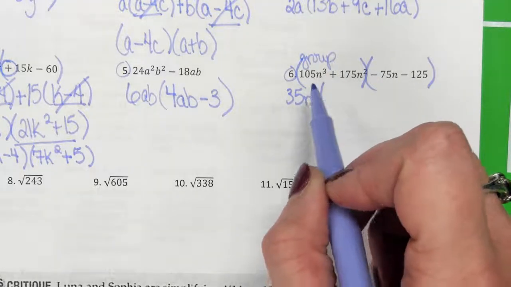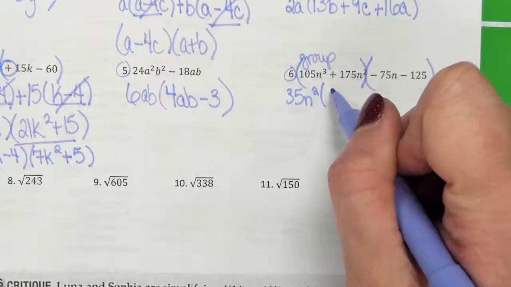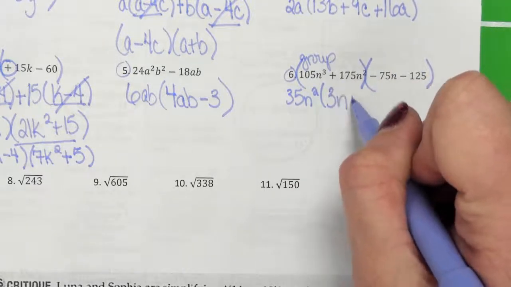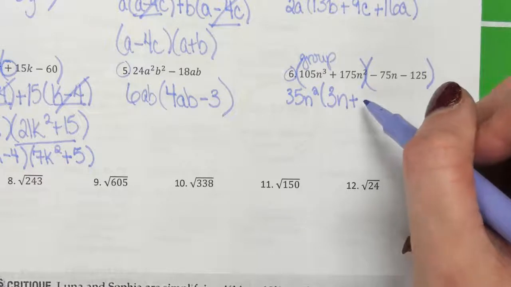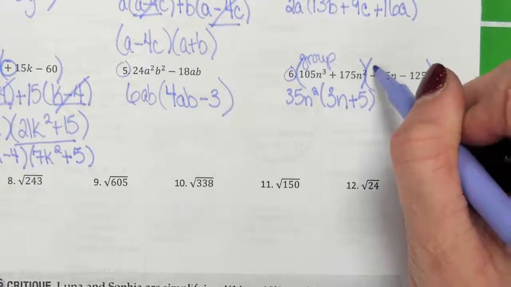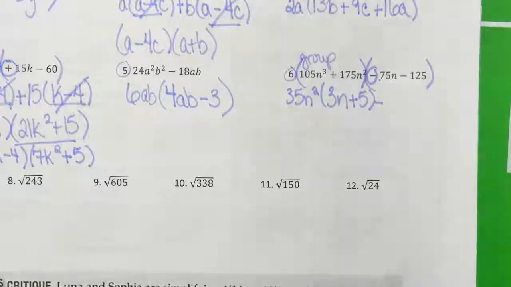All right, Nathan, what's 105 divided by 35? 3? Yes, very good. And then you have n. Okay, let's see. Jennifer, what's 175 divided by 35? How much? 5. Very good. All right, you got to be careful. That guy right there tells me what sign to bring down, so I'm going to bring it down a negative.